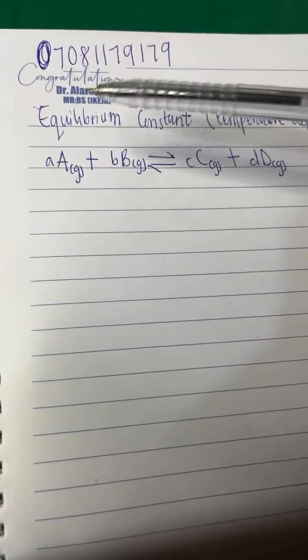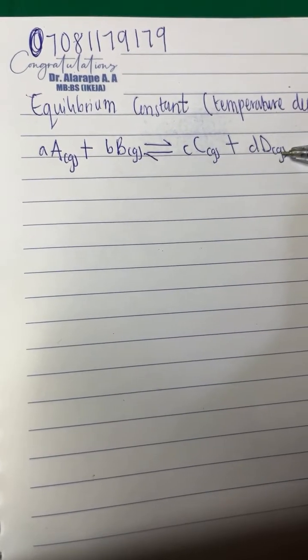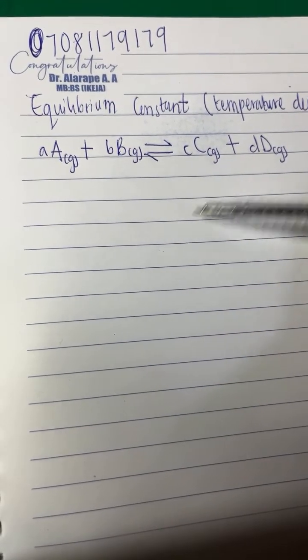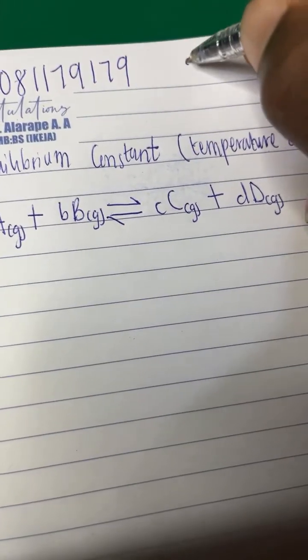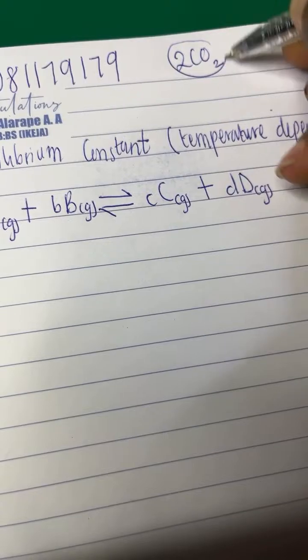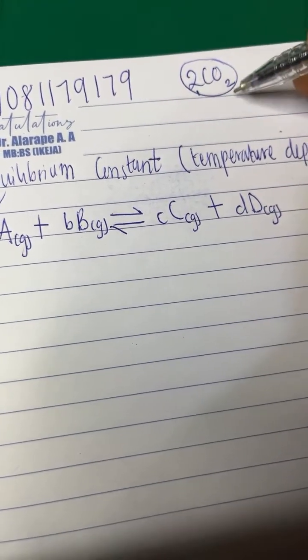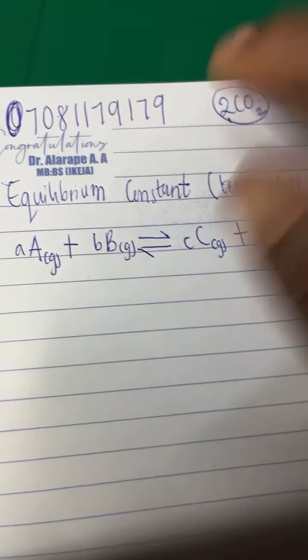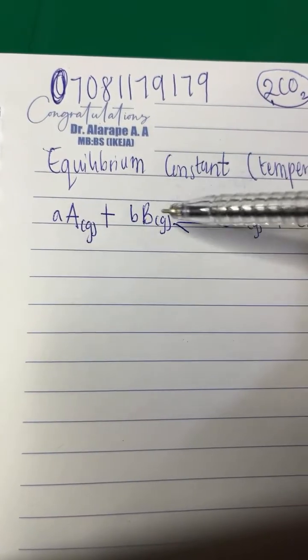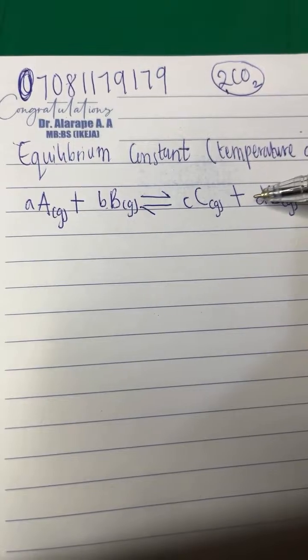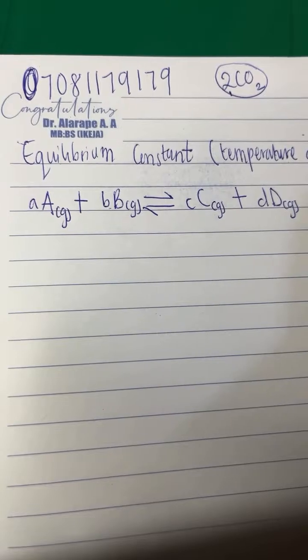See here, in this equation I just wrote, these small letters, A, B, C, and D, they are the number of moles. Just like if you have something like 2CO2, the 2 tells us that there are 2 moles of CO2. So these small letters A, B, C, all of them are moles. I'm just using them as an example so I can give you guys the formula.